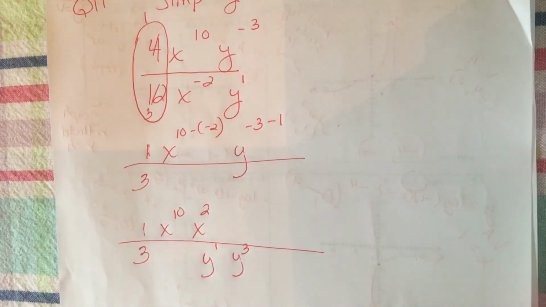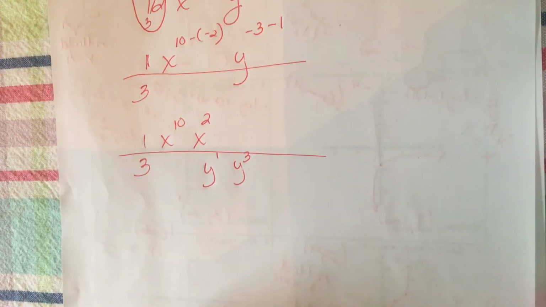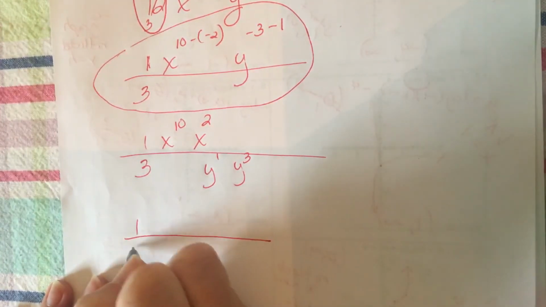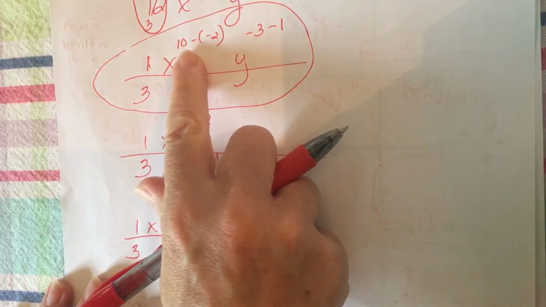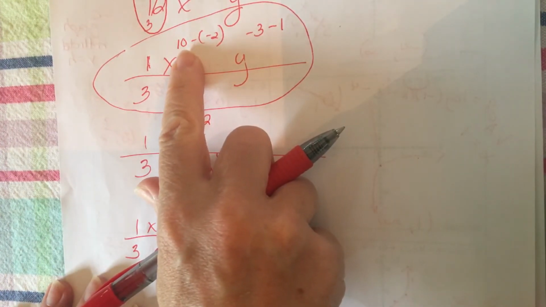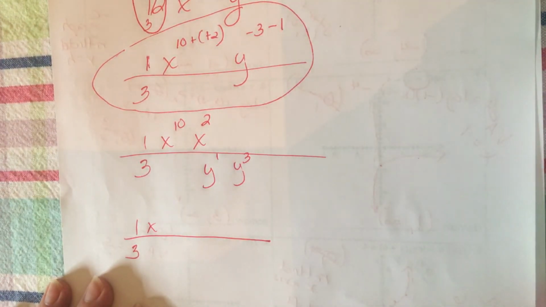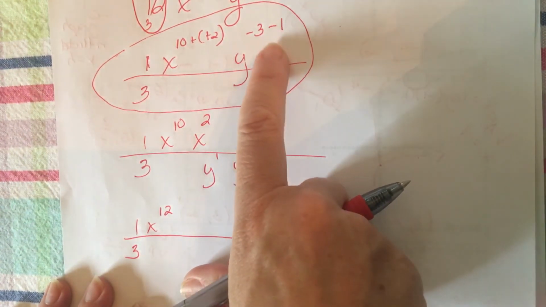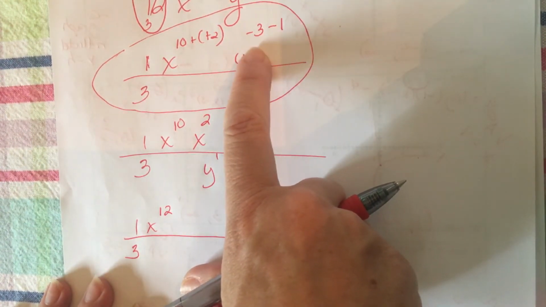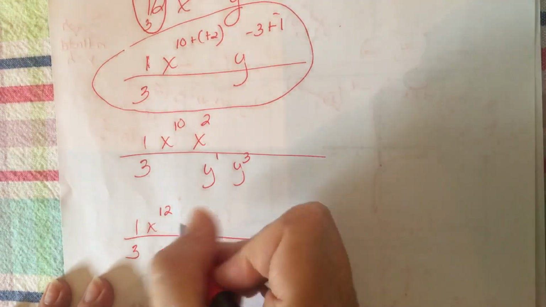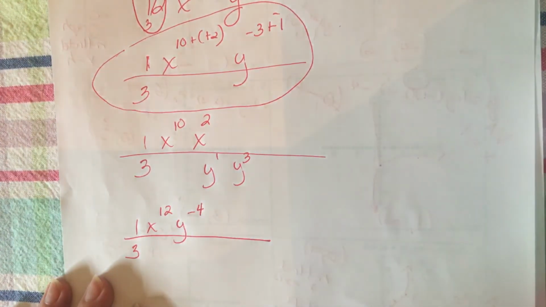All right, so again, let's look at the shortcut, and let's look at why the shortcut works. 10 minus negative 2. 10 positives, I'm taking away 2 negatives, which is the same thing as adding 2 positives, which would be x to the 12th. y to the negative 3 minus 1. I have 3 negatives, and then I have another negative. Negative 3 plus negative 1, y to the negative 4th.